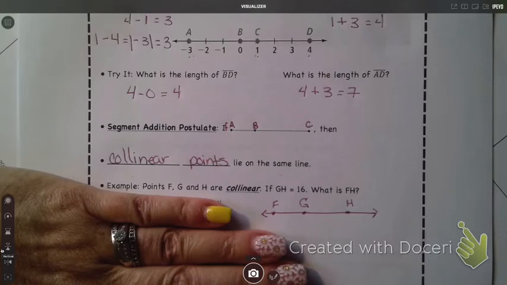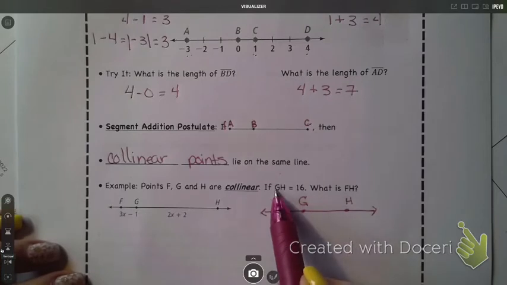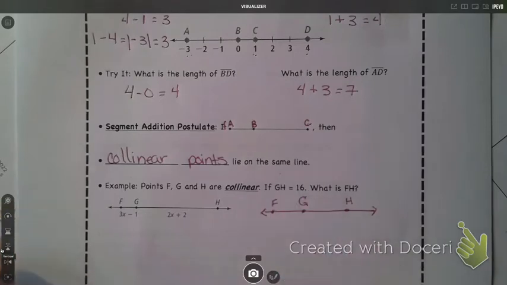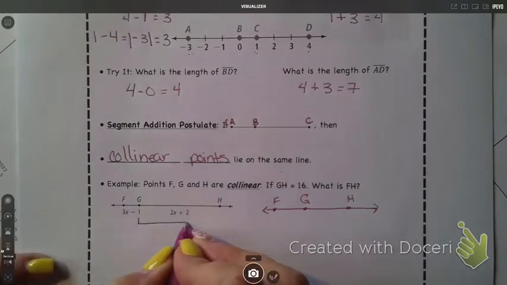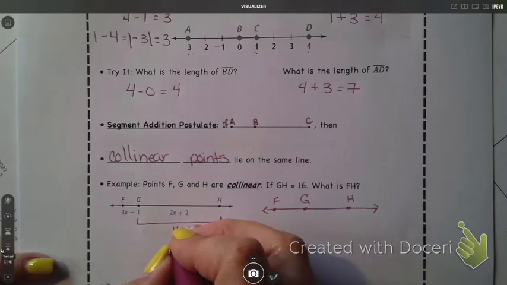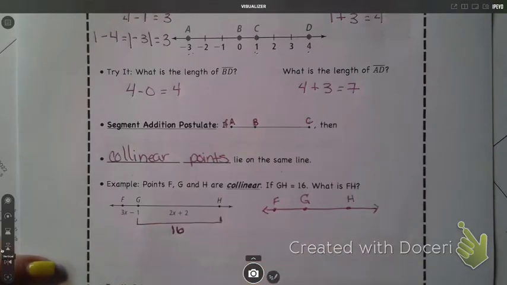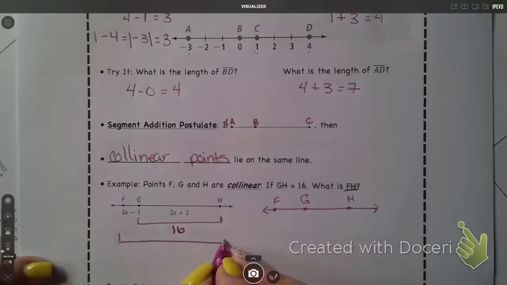Gotta prove it. So I did give you a line, but I wanted to show you how we make that. It says GH is 16. I would highly suggest you draw the pictures on your paper so you can write on them, not on my book. So G to H is how far? 16. So I'm going to write a 16 here. So I know that that is 16. What is FH? I want to know what the whole thing is.